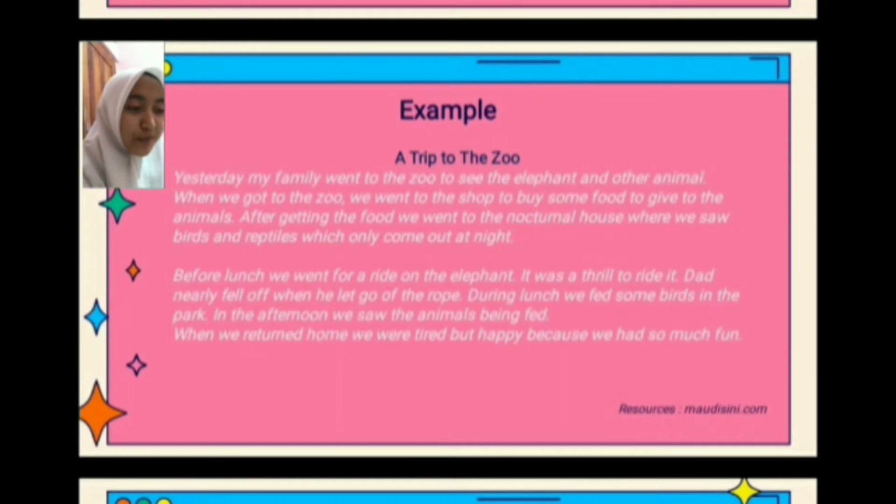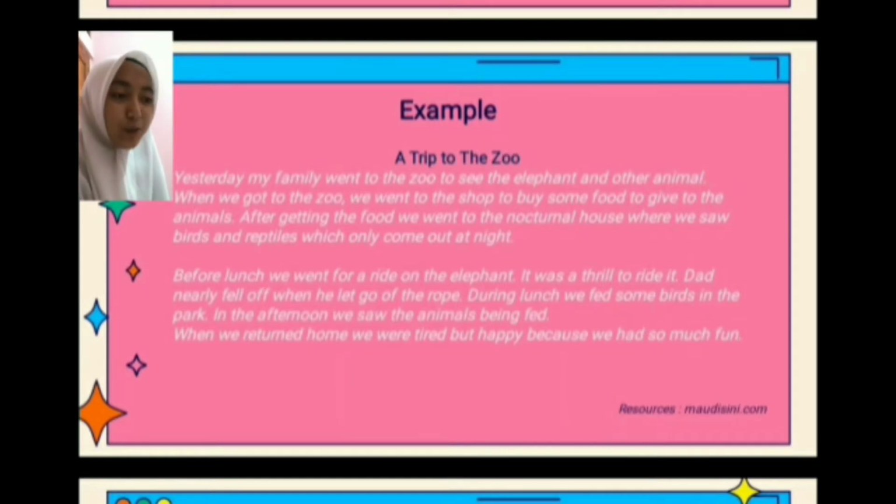Well, this is the example of the personal recount text. A trip to the zoo. Yesterday, my family went to the zoo to see the elephant and other animals. When we got to the zoo, we went to the shop to buy some food to give to the animals. After getting the food, we went to the nocturnal house where we saw birds and reptiles which only come out at night. Before lunch, we went for a ride on the elephant.